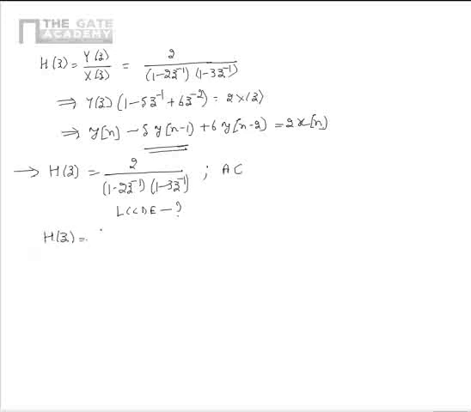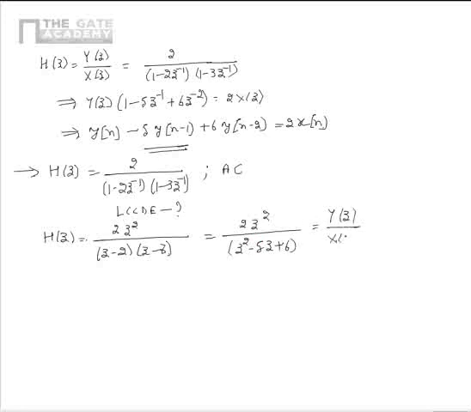The given system function H(z) can be written as H(z) = 2z^2 / ((z - 2)(z - 3)). This is equal to 2z^2 / (z^2 - 5z + 6). This is equal to Y(z) / X(z).